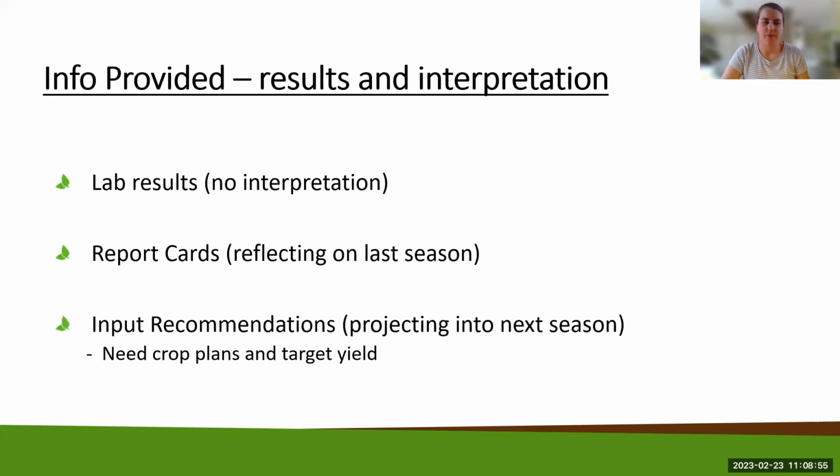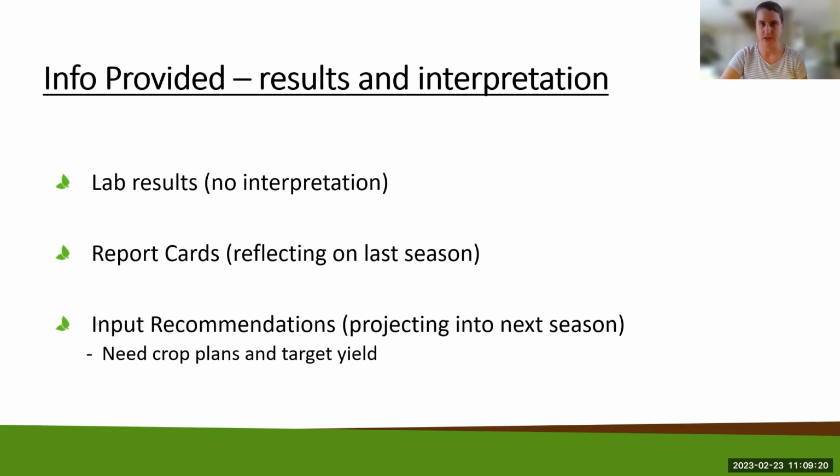And then we have this input recommendations package. So looking forward into the next season. And I actually need a little bit more information that I haven't mentioned yet for this particular option. So I need cropping plans from the growers, what they're expecting to grow, and also what their target yields are for those different crops.